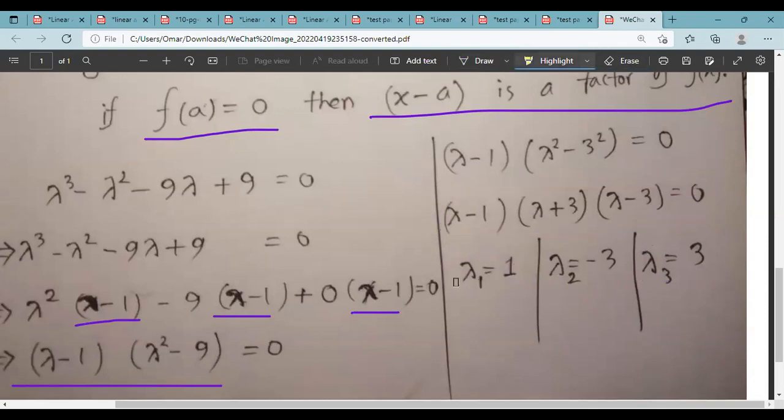So these values, lambda 1, lambda 2, and lambda 3, are the eigenvalues, okay? This way we solve the last question. Like this, we find the eigenvalues, okay?